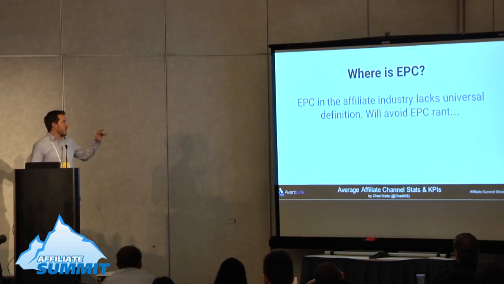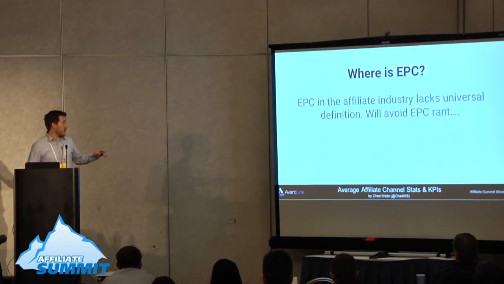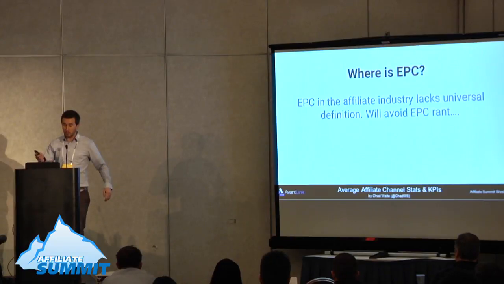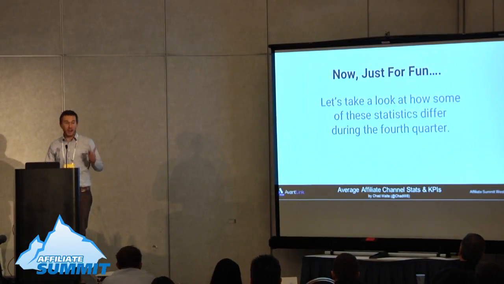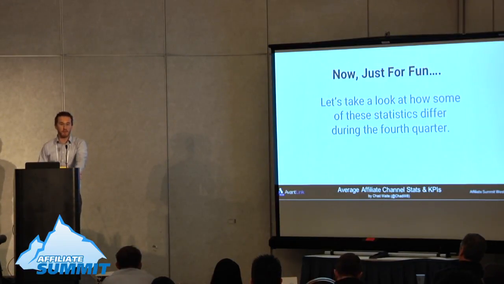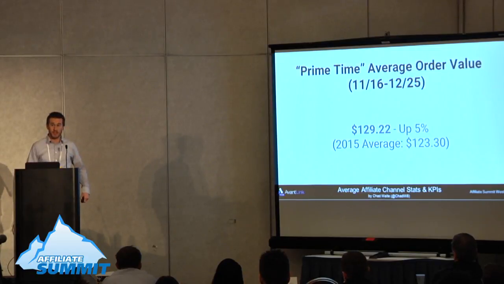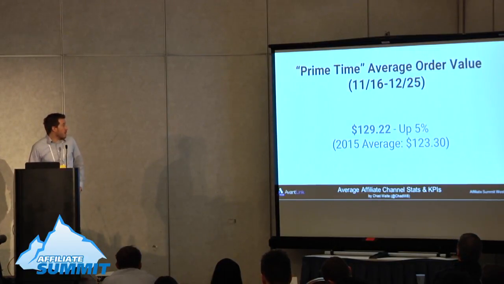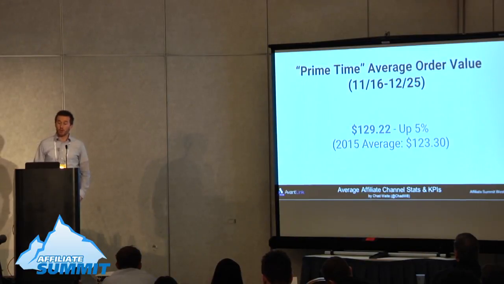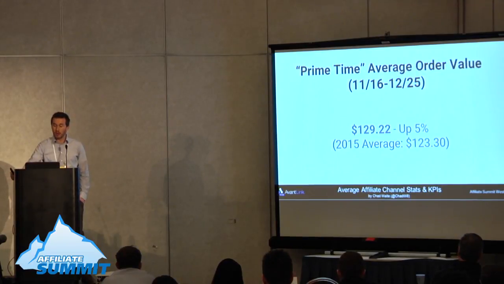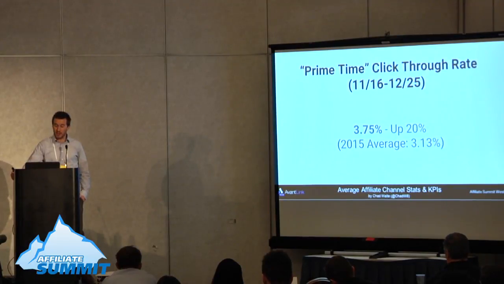Where's EPC? The affiliate industry lacks a universal definition. I'm going to avoid an EPC rant here and not even really go into defining it. But just for fun, let's take a look at how some of these stats differ during the prime time of fourth quarter, Q4. What I'm defining as prime time is about the second week in November all the way up until Christmas Day with digital gift cards. AOVs across the board were up about 5%. Again, the typical average was $123.30. They were just shy of $130 during this about month-long period.